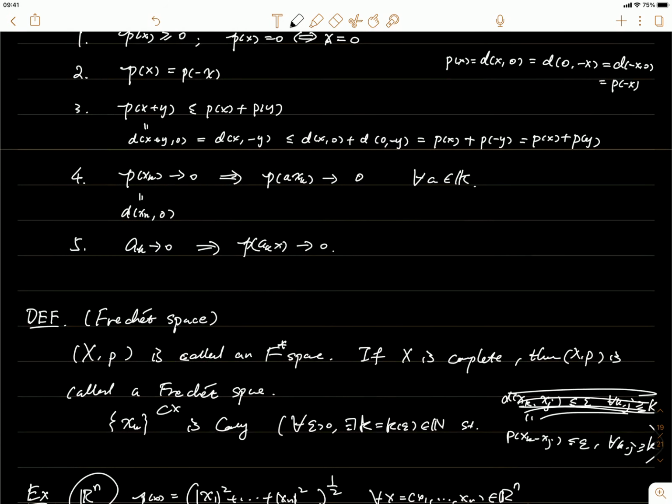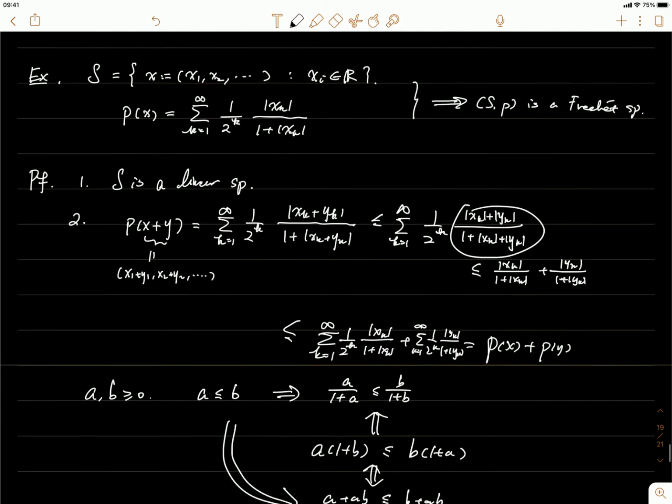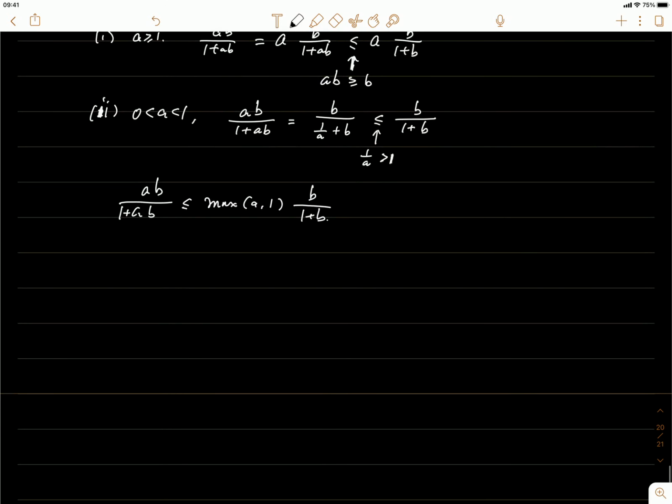Okay, and finally, the last one. Suppose I have a fixed sequence x, and another sequence ak going to 0. Then we want to show that p of akx goes to 0. Okay, so now let's see that. The x, right now I read it as x1, x2, and so on and so forth. And the ak converge to 0. I say ak goes to 0. So now let's look at the p of akx.